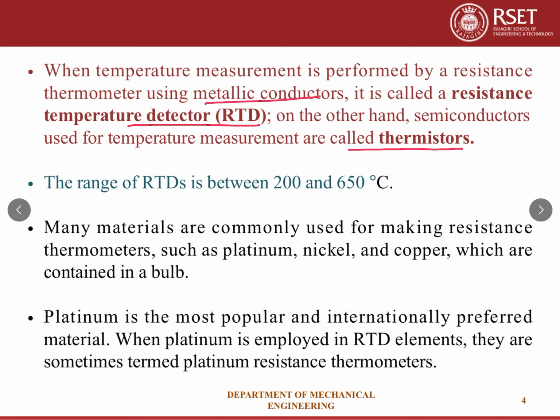The range of RTD is between 200 and 650 degrees Celsius. Many materials are commonly used for making resistance thermometers, such as platinum, nickel and copper, which are contained in a bulb. Platinum is the most popular and internationally preferred material. When platinum is employed in an RTD, it is sometimes termed a platinum resistance thermometer.